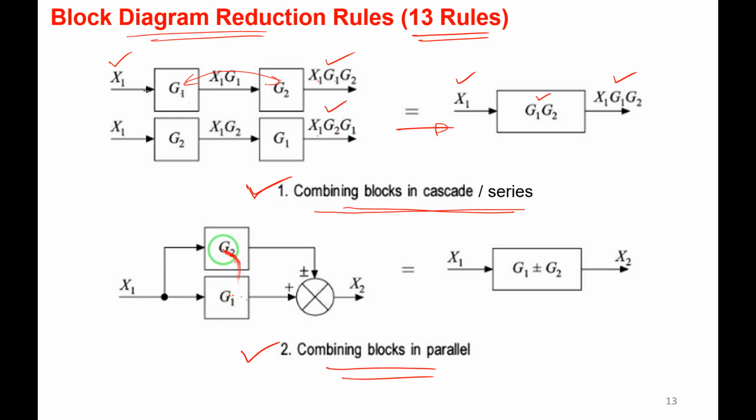At that time, how do we handle these parallel blocks and convert them into a single block? Just observe this diagram. There is a plus sign for G1, and for G2 at the summing point there is plus or minus. If it is plus, take plus. If it is minus, take minus. If it is subtraction, subtract; if it is addition, add, right? We know the block diagram algebra already. So from two blocks I make a single block, G1 plus or minus G2. The input is X1, the output is X2.